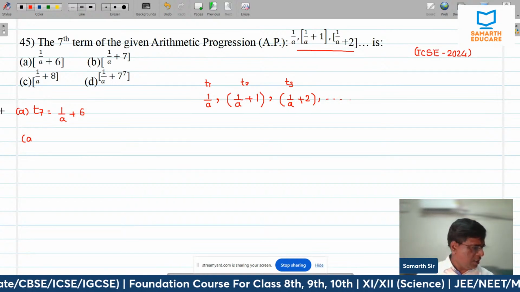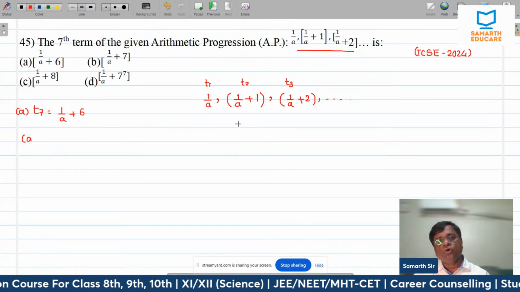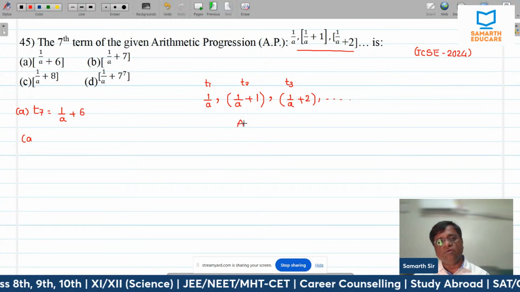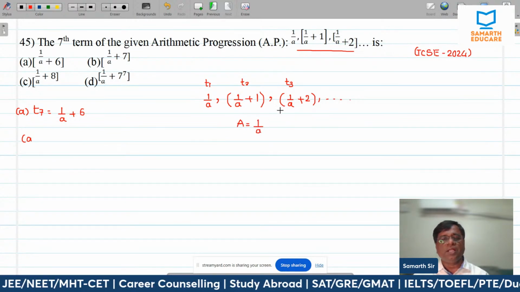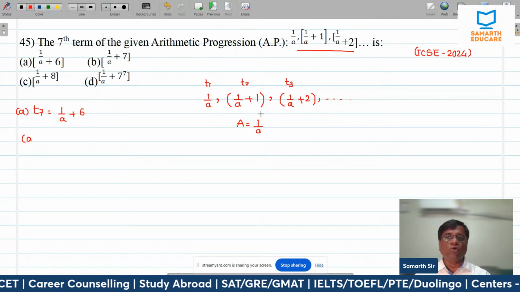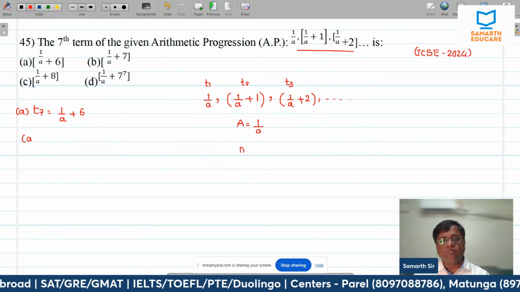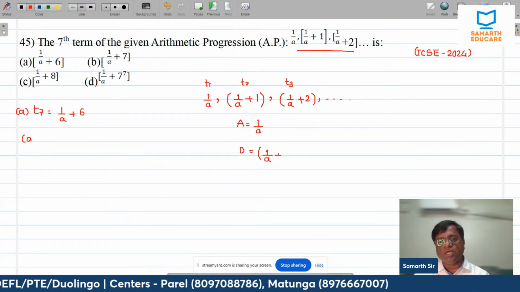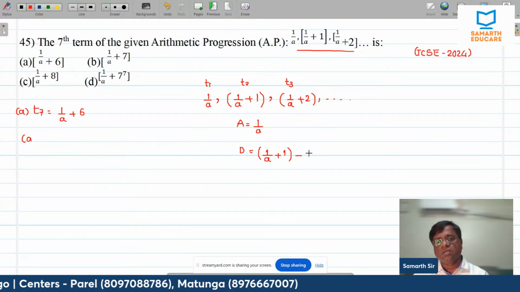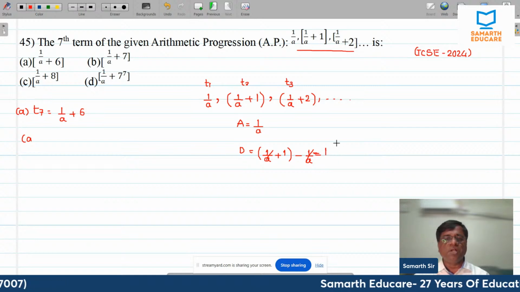Right, if you don't understand it directly, if by observation you are not getting it, then what you have to understand is the value of a is the first term, 1 upon a. I'm using the capital letter A because 1 upon a is already involved in it, and just to avoid the confusion. Whereas the common difference d is a term, that is 1 upon a plus 1, minus the previous term, now this and this get cancelled, and so you can see the common difference is 1.